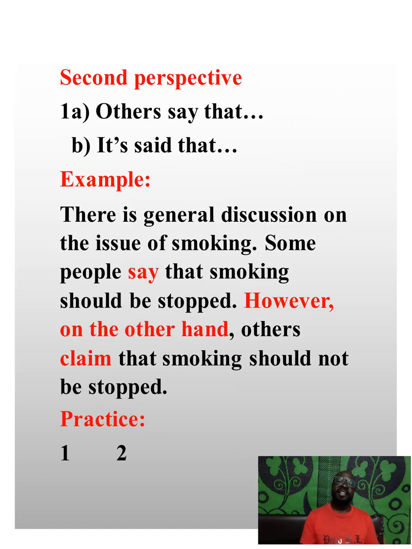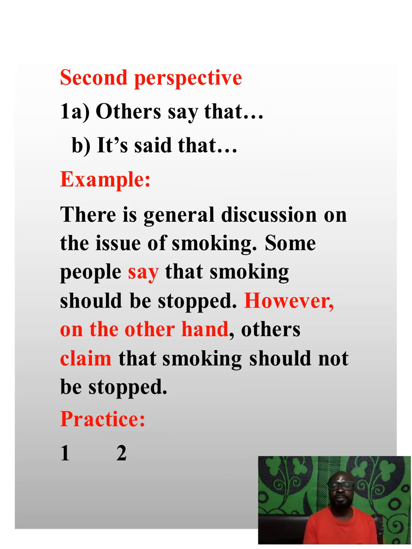Now we go to the second side, second perspective, second viewpoint. Remember, these are synonyms. Number 1A, others say that. B, it is said that. Remember, the first one we are saying some people. But the second, you say others, or you can begin with it, and you change the verb to the past participle.